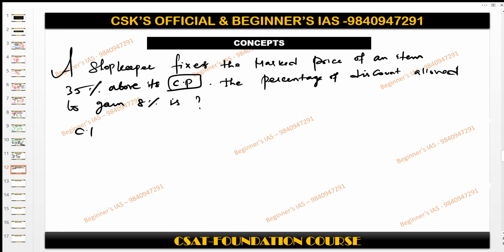Suppose I don't know the cost price, so I am taking the cost price as 100. 35% means that is the MP, right? So now the MP will become 135 automatically. Then, what is the gain percentage?